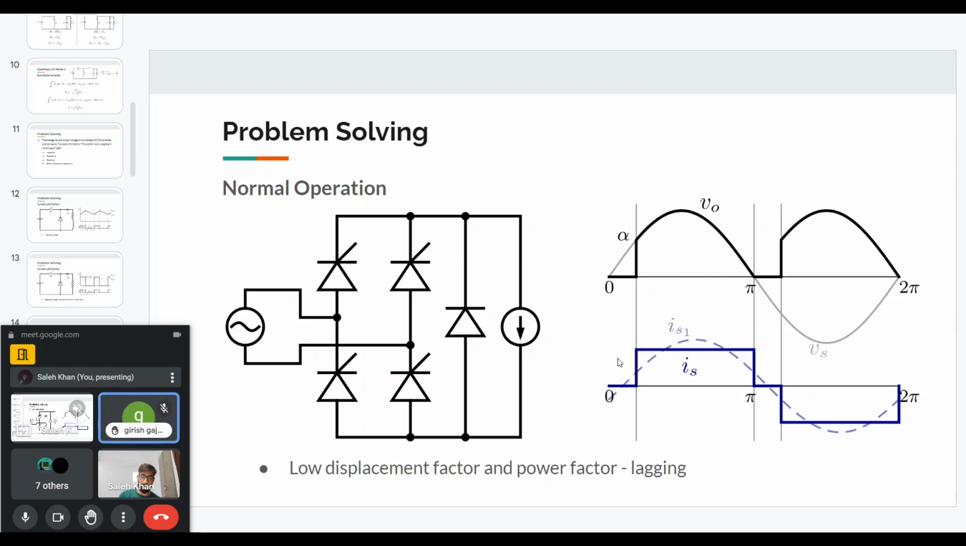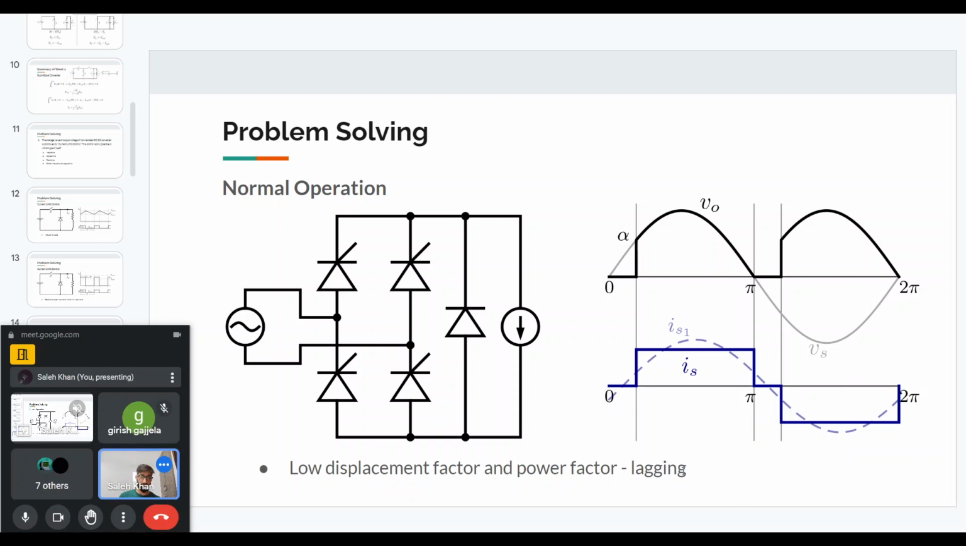Displacement factor is the cosine of this angle that I mentioned. The angle between the fundamental of the voltage, which here is Vs in gray, and the fundamental of the current, Is1 dashed. The cosine of the angle between them, which will be alpha by 2 in this case, that is the displacement factor. And the power factor will be the RMS of the fundamental current divided by RMS of the actual source current, which is this quasi-square wave, times the displacement factor.